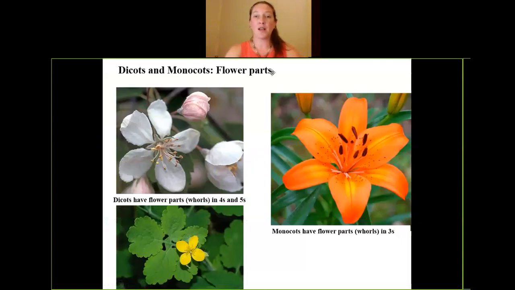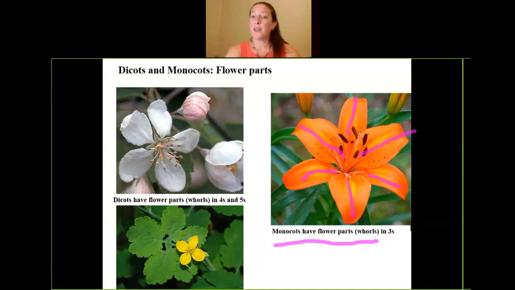So monocots and dicots also have different numbers of flower parts. Let's start with the monocot plant, which is here. Monocot plants always have their flower parts, meaning those whorls again, in threes. So for example, on a lily, you have these 3 petals. And underneath those, we have those 3 sepals.